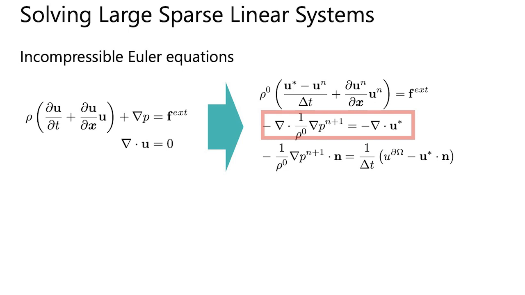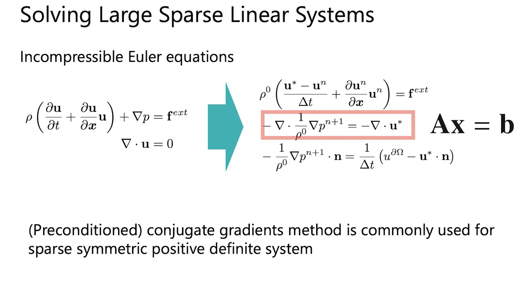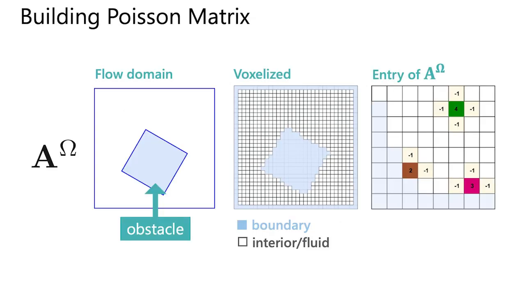The discretized pressure Poisson equation is a large, sparse linear system which can be written as Ax equals b, where x is the unknown pressure. This symmetric positive definite system is commonly solved by the preconditioned conjugate gradients method. The pressure Poisson equation varies with different boundary conditions. We denote A_Omega to be the discrete Poisson matrix associated with the problem-specific voxelized domain.